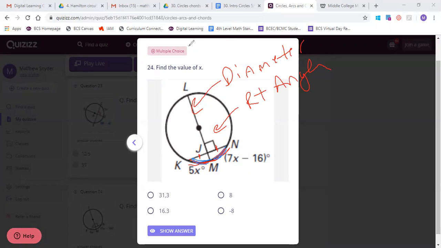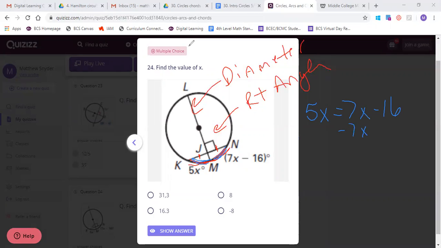Diameter cuts chord in half because there's a right angle, and because it cuts the chord in half, it also cuts the intersected arc in half. So I'm just going to say, okay, well, they're equal. So I'm going to say 5x equals 7x minus 16.